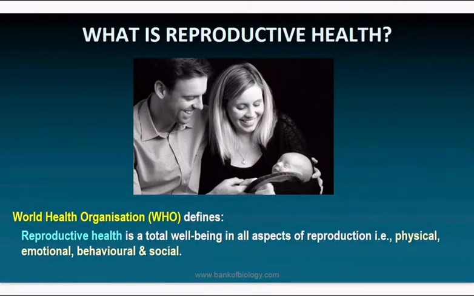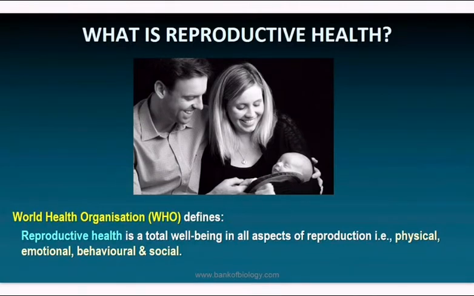Let us see. The World Health Organization defines reproductive health as a total well-being in all aspects of reproduction, that is physical health, emotional health, behavioral health, and social health. That means reproductive health includes all of these. So it is a total well-being, and all four should be good. Physically one should be good, emotionally balanced, behavior-wise good, and with social acceptance. If these four norms are there, then we say the person has got reproductive health.